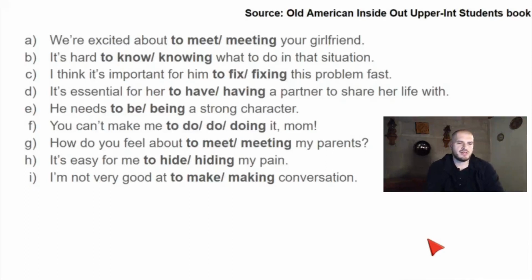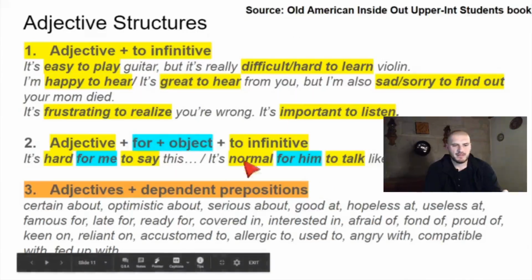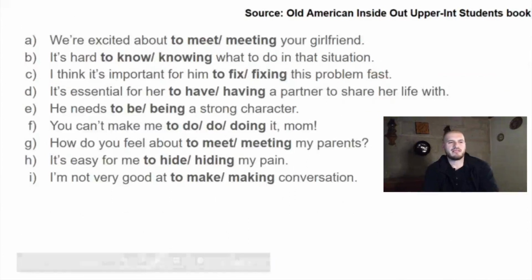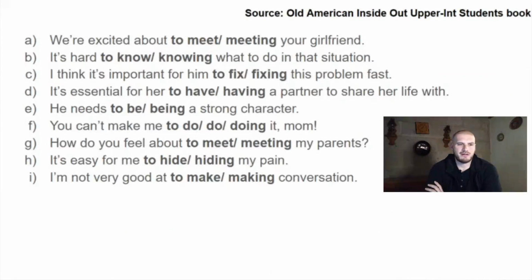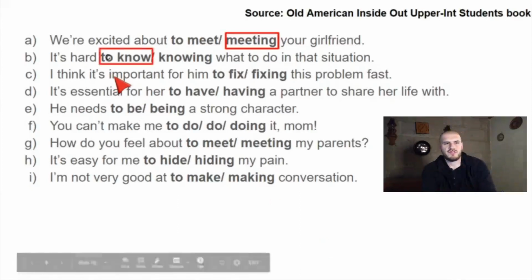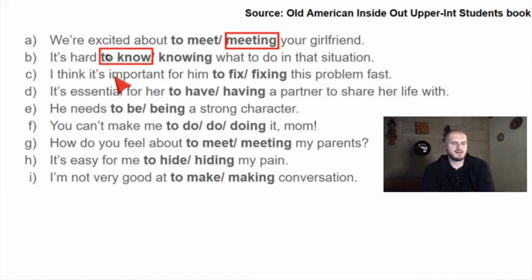Okay, so considering what we've just seen with these rules, you can come back to them. I want you to select the best option here, okay? We are excited about, is it excited about to meet or excited about meeting, okay? Excited about is followed by an -ing form, okay? Hard, what do you think? To know. Okay, so stop the video and complete the activity because I'm going to tell you the answers in 3, 2, 1. I think it's important for him to fix this problem. Important for him to fix.